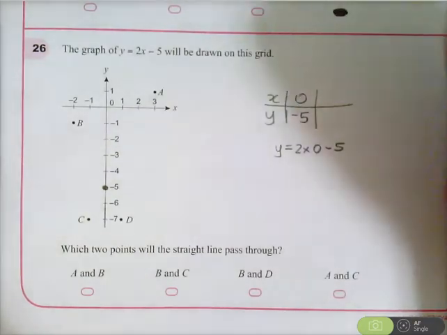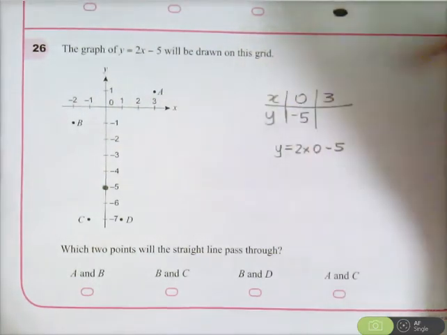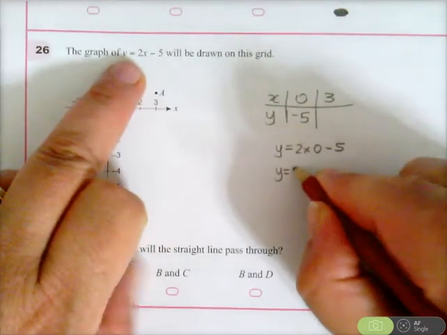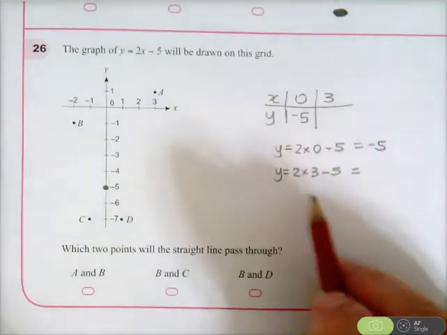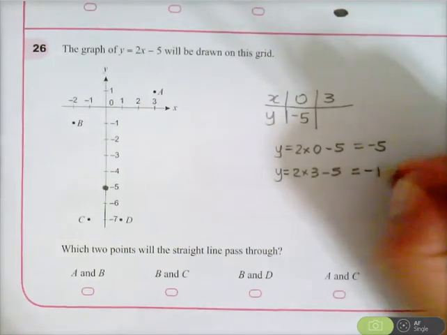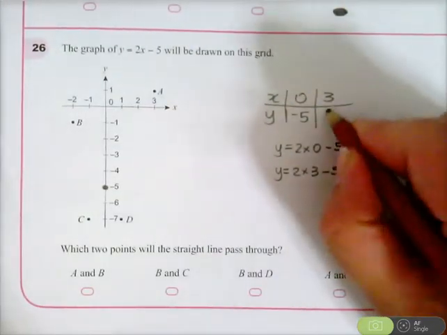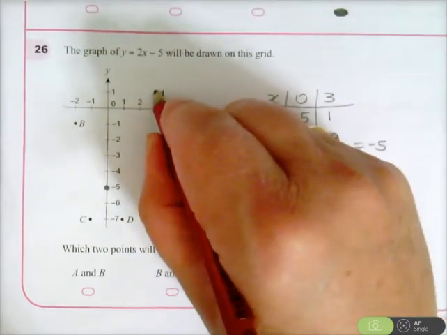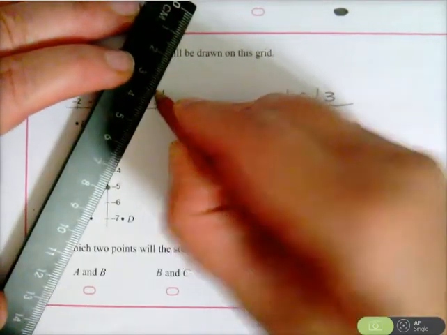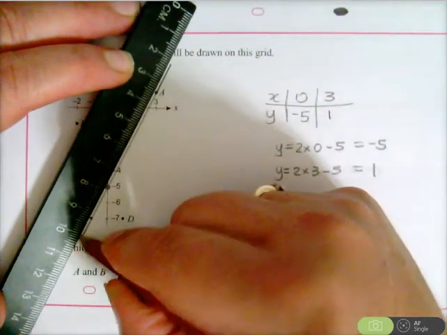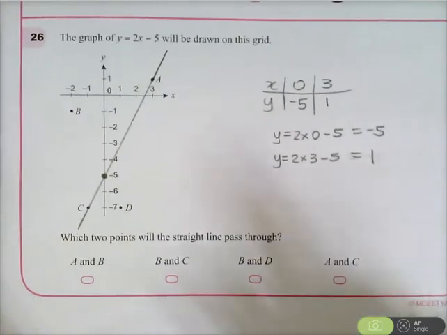Let's try another point. Since we've got some points up here, I might do, say, when x is 3. When x is 3, 2 times 3, take away 5. So that first one was negative 5. This is 2 times 3 is 6, take away 5 is positive 1, sorry. So 6 take away 5 is positive 1. So my next point is the point (3, 1), 3 across 1 up, which is through point A. So what I'm going to do now is join those 2 points that I've done. And we can see that the 2 points which our line will pass through are A and C.